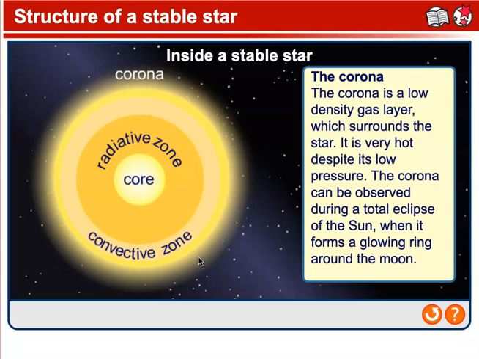The corona. The corona is a low-density gas layer which surrounds the star. It is very hot despite its low pressure. The corona can be observed during a total eclipse of the sun, when it forms a glowing ring around the moon.